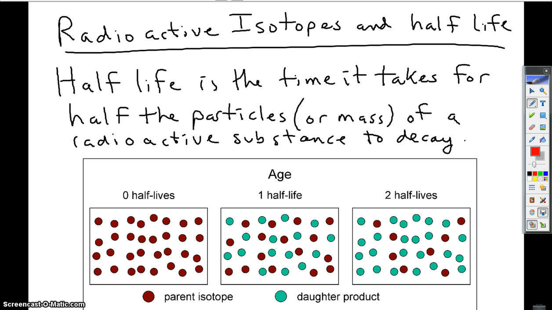And if you look at the picture at our original time, zero right here, we have all parent isotope. After one half-life, however long that would be, carbon is 5,730 years, uranium can be in the millions of years, we've got a mix of 50-50 of the parent isotope and the daughter isotope. And after two half-lives, if we were to count the circles, we would find that we only have 1/4 the amount of the original parent isotope left.